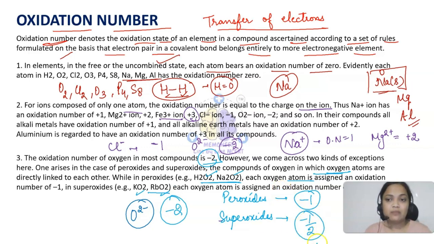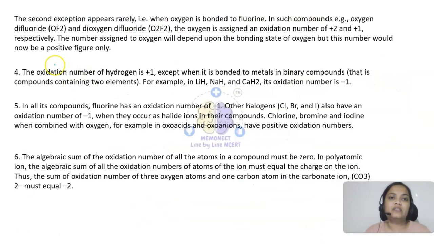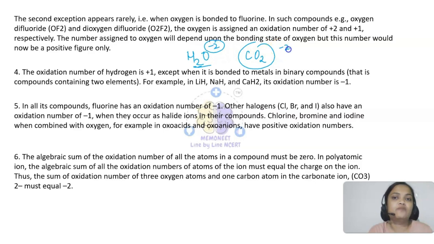See, so the oxidation number can be positive, negative, can be a fraction as well, can be 0 also. So these are the 3 rules. I hope it's clear. Now there is a second exception for oxygen also. Let's say oxygen is bonded to hydrogen or it is bonded to carbon. In that case, oxygen is the one which is more electronegative. So oxygen will be assigned an oxidation number of -2.